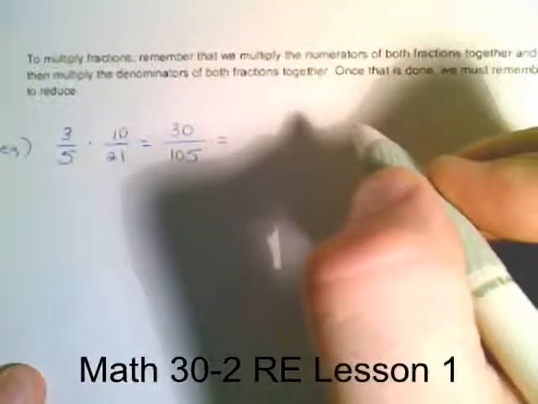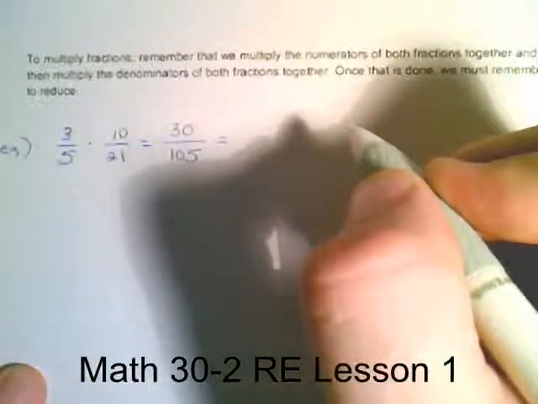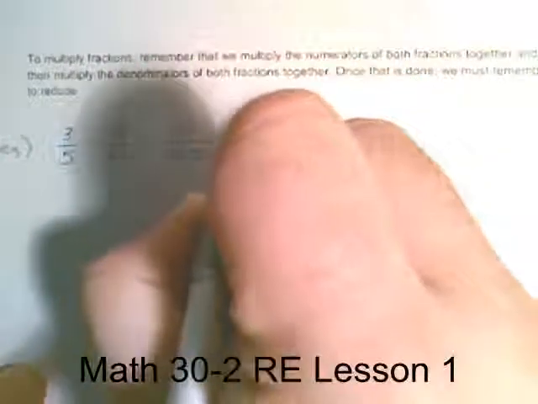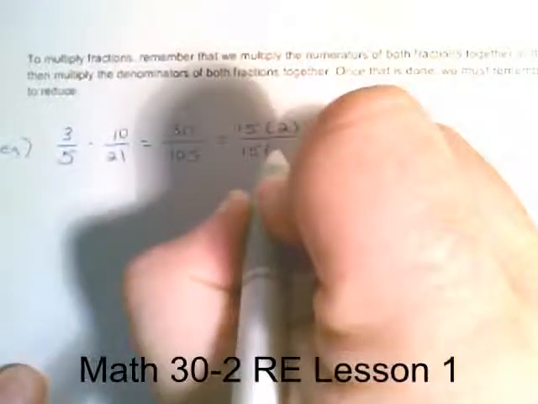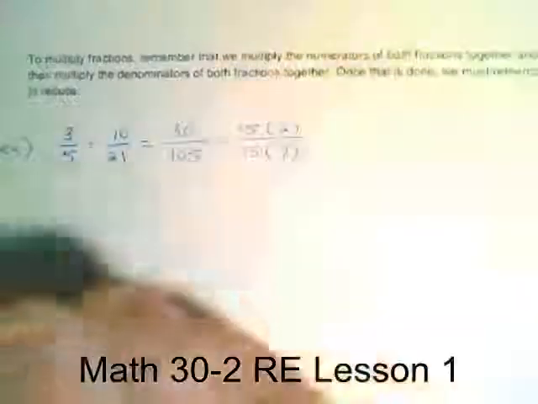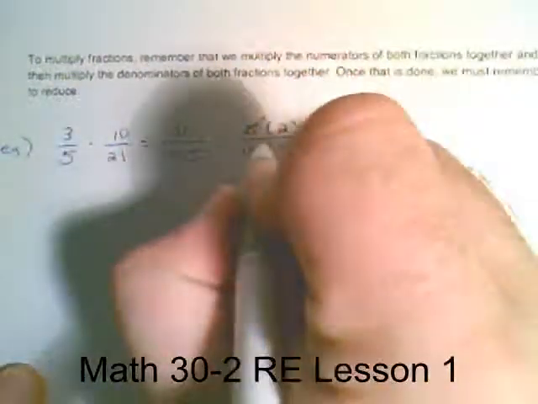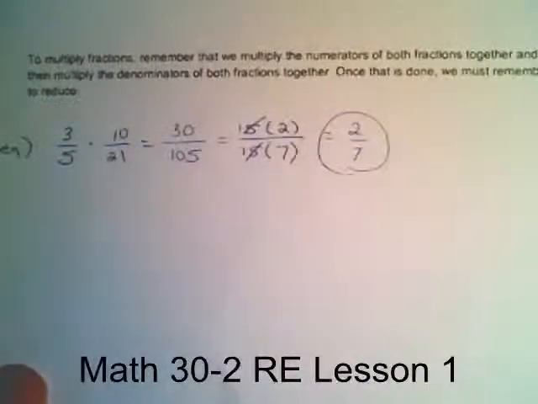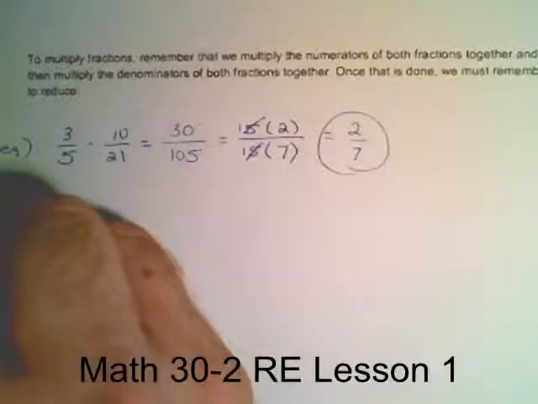So I'd say, well, what do I have common in there? I have a 5 and a 3, so I have 15 common. So pull it out, 15 times 2. And in the bottom, I'm going to get 15 times, I'm pretty certain it's 7. There are the 15s, they're the common factors. I can pull them out, and I'm going to get 2/7. That's the final answer. So you can keep going and do this all you want.